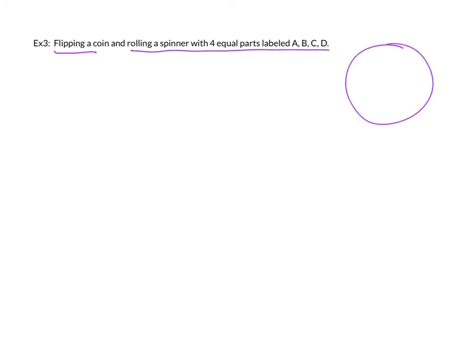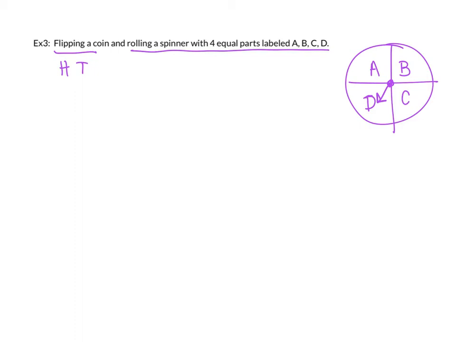So I'm just going to sketch that out. So A, B, C, and D, and here's my spinner. All right, so I know flipping a coin has heads or tails. So I can find my sample space by either making a list, making a tree diagram, or making a table. So I'm just going to make a list on this one because the outcomes are pretty straightforward.